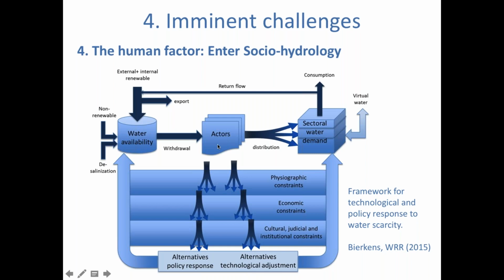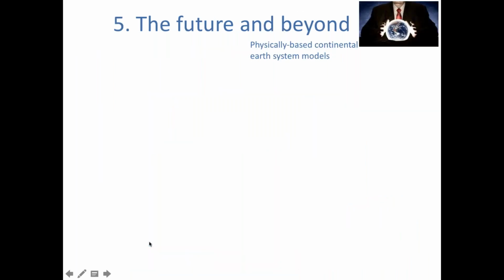And the decision they're making is influenced by physiographic constraints: can you build dams or not? Do you have enough water or not? Economic constraints: do you have money to do the investments or not? And also all kinds of cultural, legal, and institutional constraints. That determines what policy and technological response is possible, and that feeds back into water availability and water demand. And this framework really calls for, I think, individual-based modeling approaches.